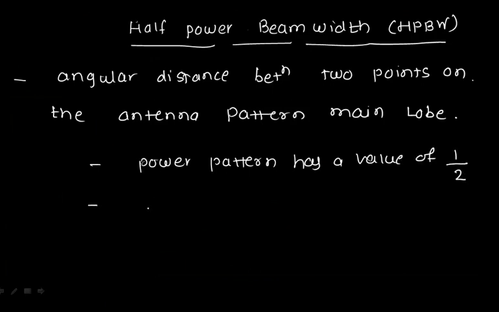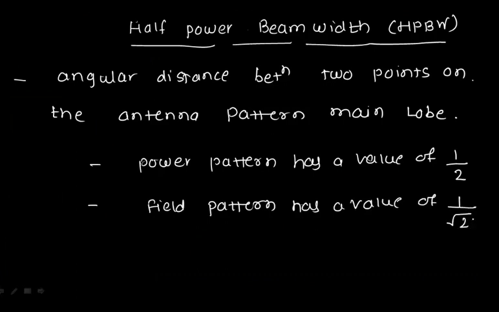If you're going for the field pattern, whichever pattern you have, if it is a field pattern, it will have a value of 1 by root 2. So these are the angular separations between two points where you'll get half power, that is 1 by root 2 for the field pattern. Or if you have a dB plot, the value is minus 3 dB from the maximum radiation.